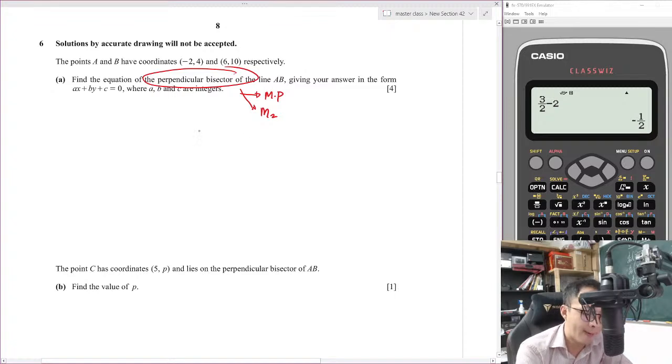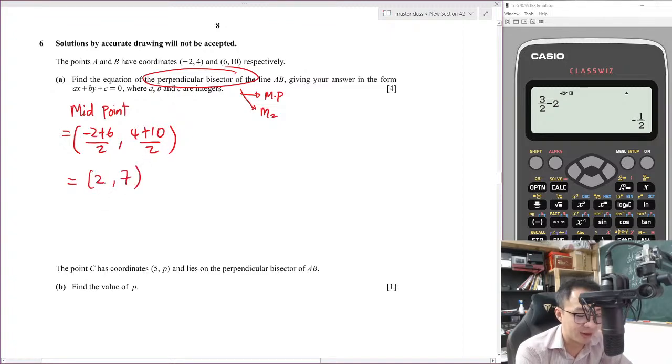Alright, so okay, find the midpoint first. Midpoint is quite easy, right? X plus X over 2 and then Y plus Y over 2. X plus X over 2, Y plus Y over 2. So this one is 4 over 2, which is 2. 14 over 2 is 7. Now I have the midpoint already.